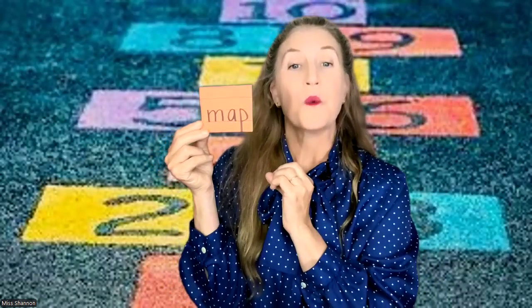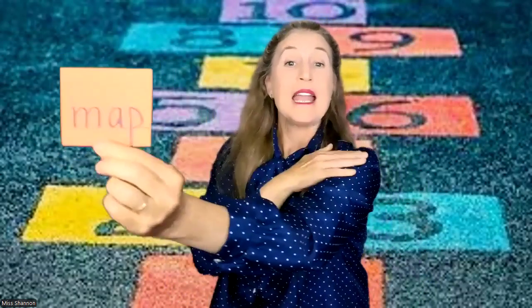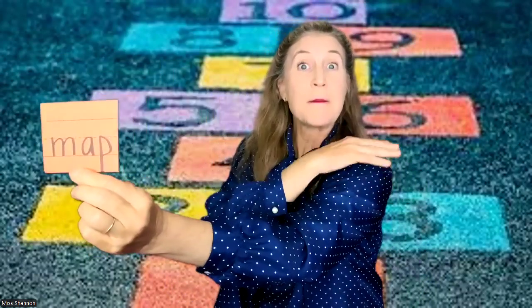Now there's a few ways we can put this together once we give it its sound. One way is I can put my arm out and give it shoulder is my M, elbow is my A, wrist is my P. So let's try it. M, A, P. And then I blend it all together. Map. Did you hear it? What's our word, Rascals? You're right, it does say map.